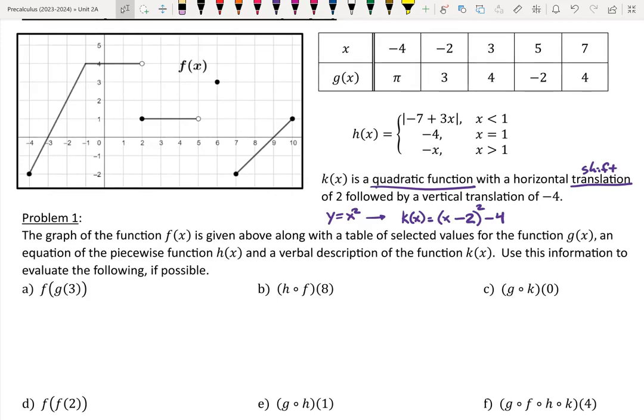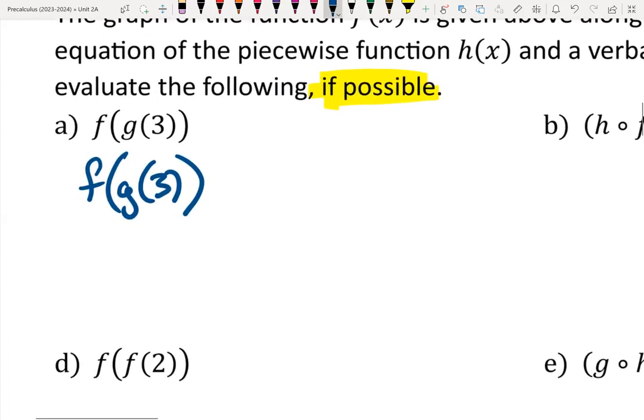So we are going to go through and evaluate each of these compositions, if possible. Remember there's always that caveat that it's possibly not possible. So let's go ahead and do A. f of g of 3. So which one do I look at first? What did we do yesterday? f of g of 3, what do I do first? Plug 3 into g.